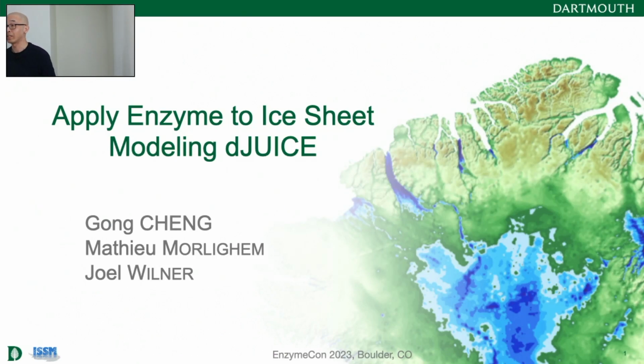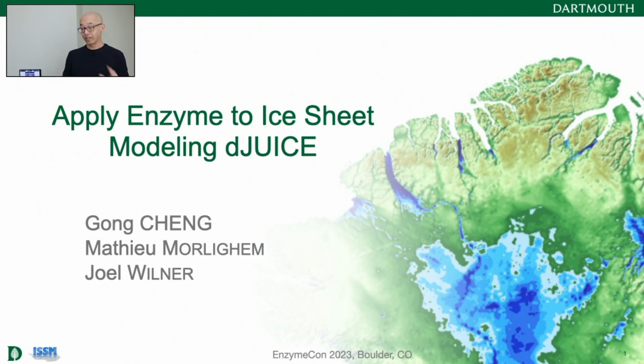Okay, so my name is Cheng Gong. I'm a postdoc at Dartmouth College, and I will show you a concrete example of using Enzyme for ice sheet modeling, which we call DJUICE, which is part of the DJ4Earth. Actually, I should change the title. It's kind of causing problems for Enzyme using DJUICE. Until yesterday, we still had a segfault when differentiating our code. But that's part of the work, right?